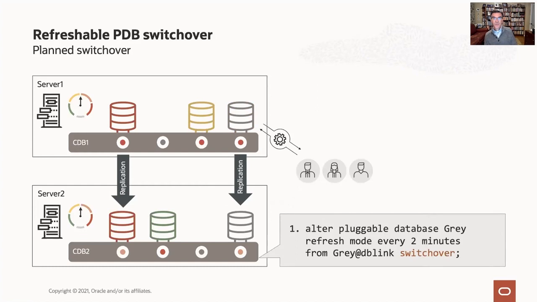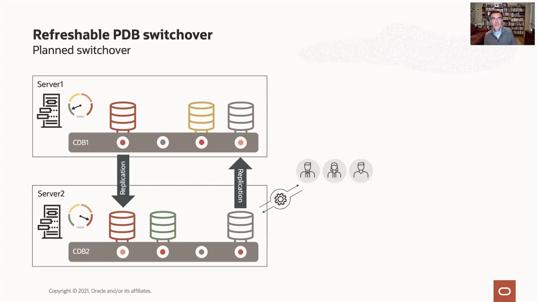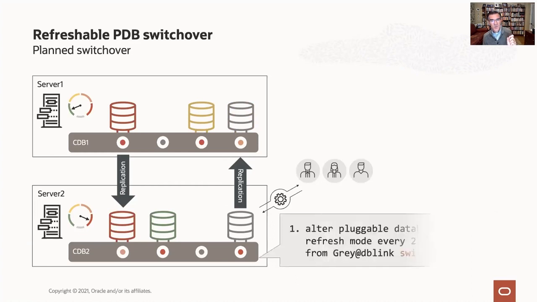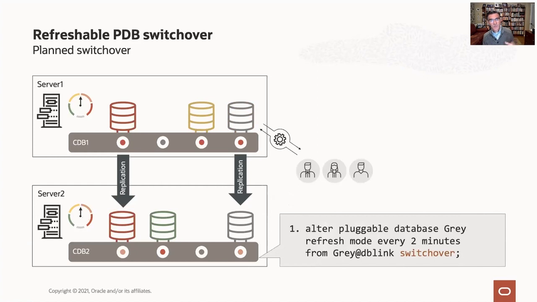You connect to the current primary, and you might find it helpful to think in terms of connecting to the future replica. And you issue the statement, alter pluggable database gray, refresh mode every 2 minutes or something nice and frequent, from gray at database link, switch over. The syntax to set up the refreshable clone is familiar. And here I introduce the keyword switchover. User connections will now be to the primary, which is now in CDB1.